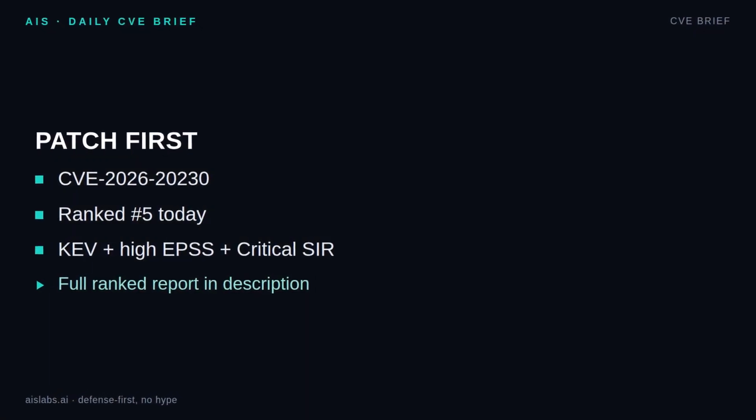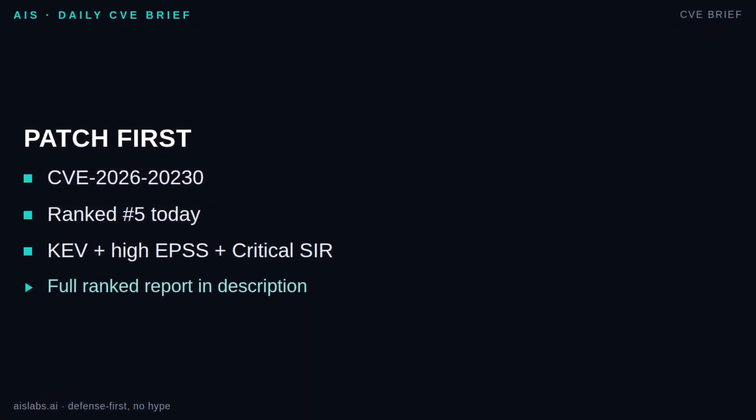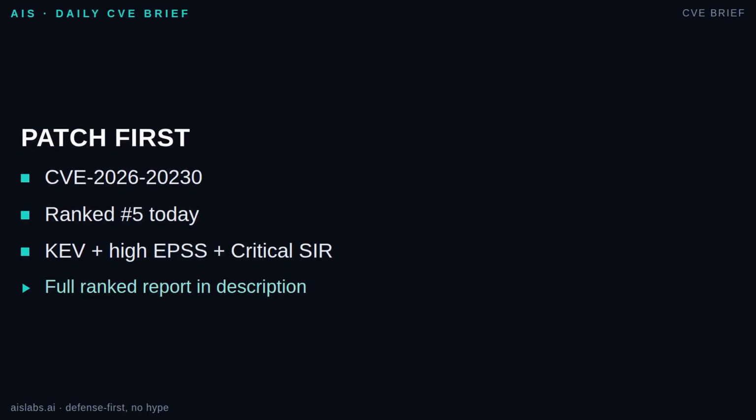To recap, CVE-2026-20230 is today's number 5 on our ranked list. It affects Cisco Unified CM and Unified CM SME. It is a CWE-918 server-side request forgery issue, and it can allow an unauthenticated remote attacker to trigger behavior that may write files to the underlying operating system and later support root escalation.